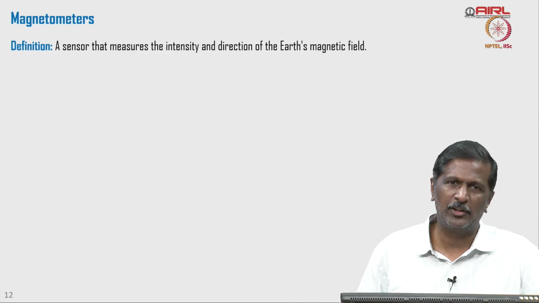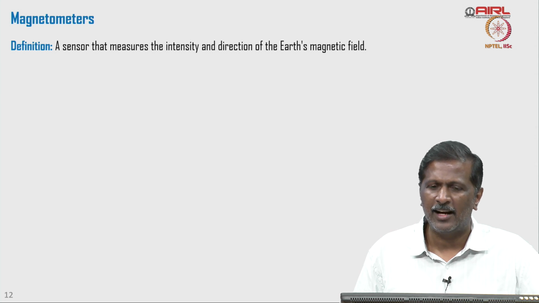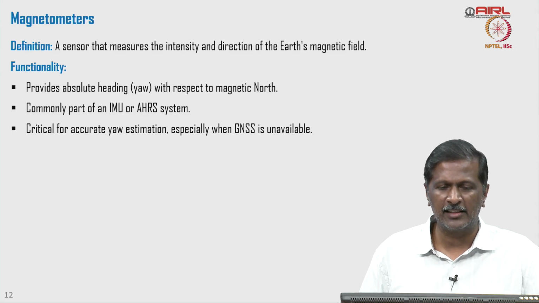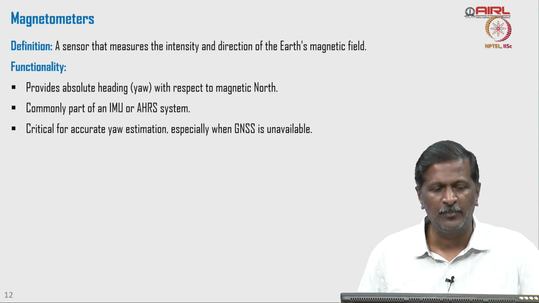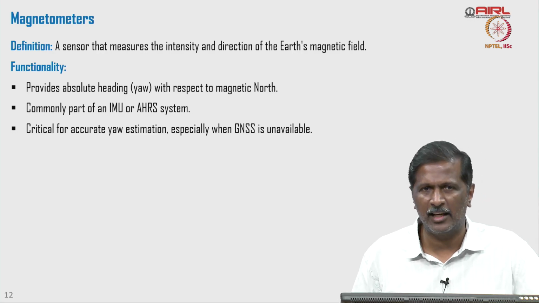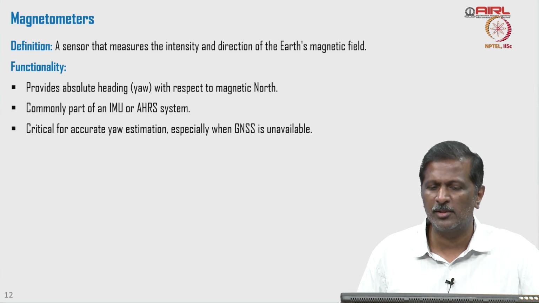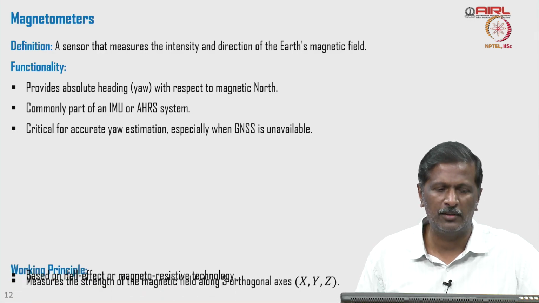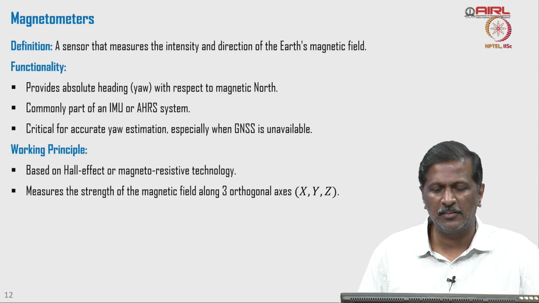Now let us look at the magnetometer, a sensor used to measure the intensity and direction of the earth's magnetic field. Using that information I can find out the heading of the drone, right. I can just look at where your heading is with respect to magnetic north. It is a complementary sensor in IMU and AHRS. It is critical for accurate yaw estimation, particularly when the global positioning system is not available, right. It works on the principles of Hall effect and magnetoresistivity technology.